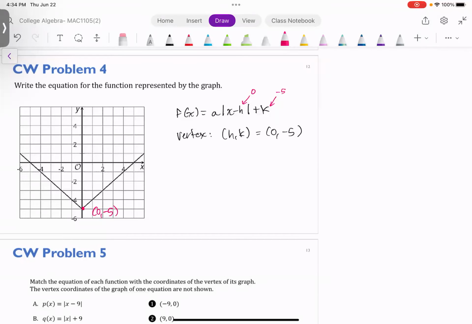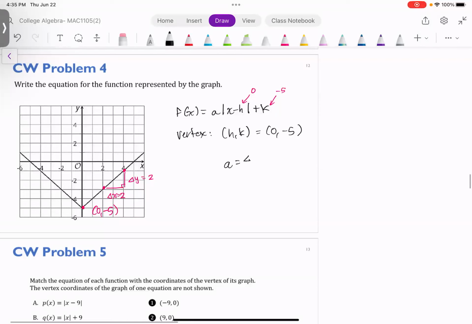So the only thing I need to figure out is a, which is the slope of the segment that's on the right side of the vertex. So I'm going to find two perfect whole number coordinate points. I'll choose the point 2, negative 3 and the point 4, negative 1, because I just have a little bit of space to write there. That's all. Any 2 points would do. Here, my change in y is positive 2, and my change in x is positive 2.